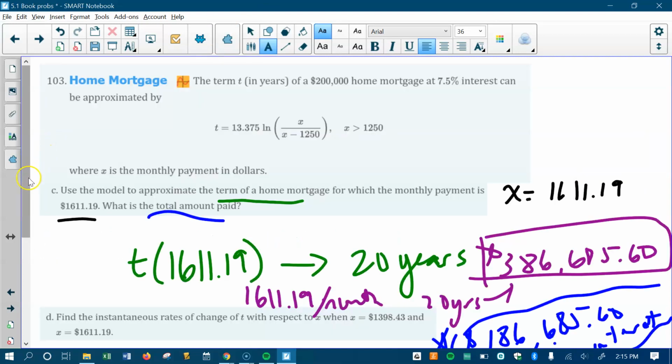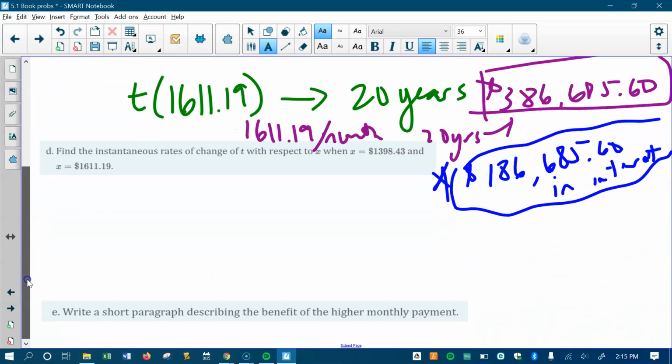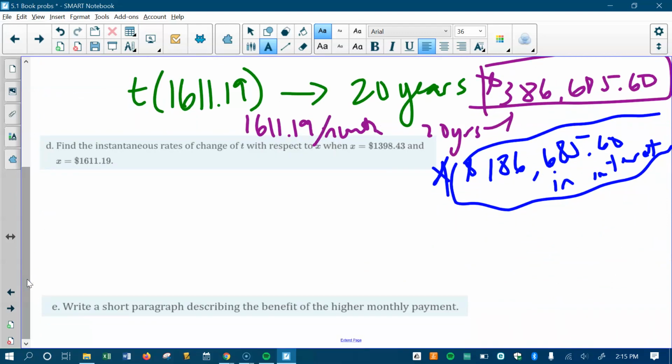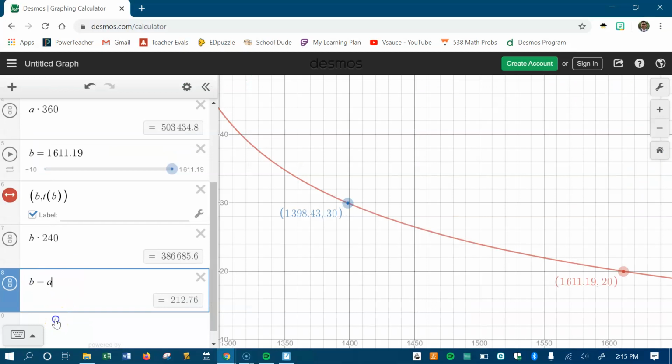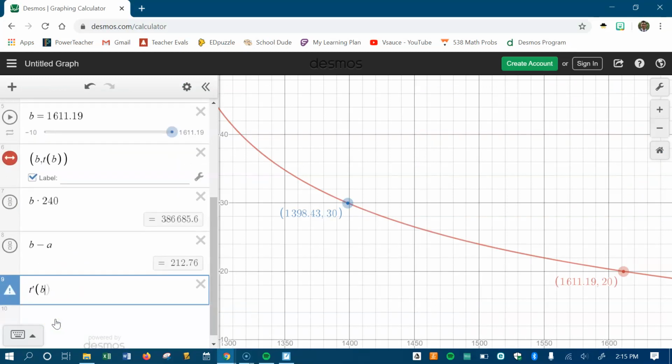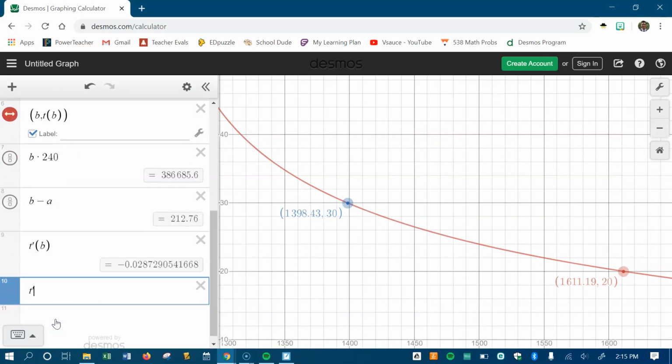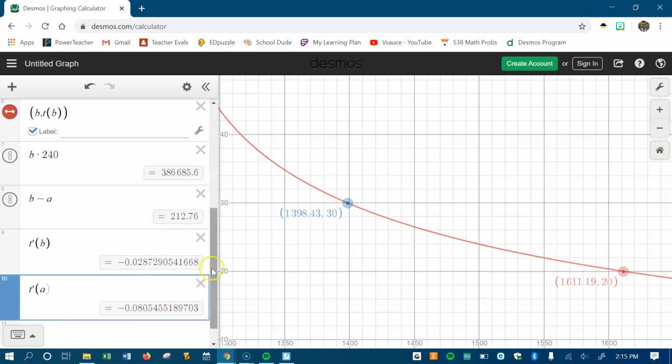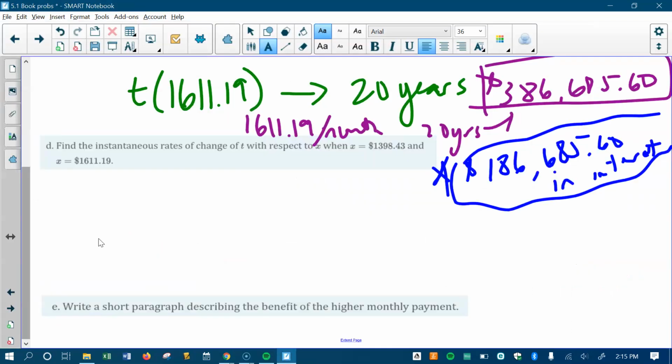Let's just look at what D is asking for. D is asking for find the instantaneous rates of change. All right, let's do it. T prime, because it asks for instantaneous rate. Let's do T prime of a. So what do these numbers mean? Let's do T prime of 13.